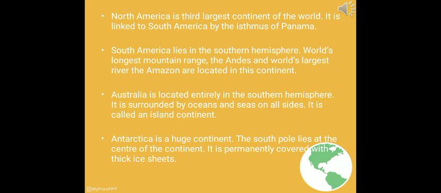Next one is Antarctica. Antarctica completely lies in the southern hemisphere. It is a huge continent. The South Pole lies almost at the center of this continent. As it is located in the South Polar region, it is permanently covered with thick ice sheets. There are no permanent human settlements as it is covered with ice. Many countries have research stations in Antarctica. India also has research stations there, named Maitri and Dakshin Gangotri.